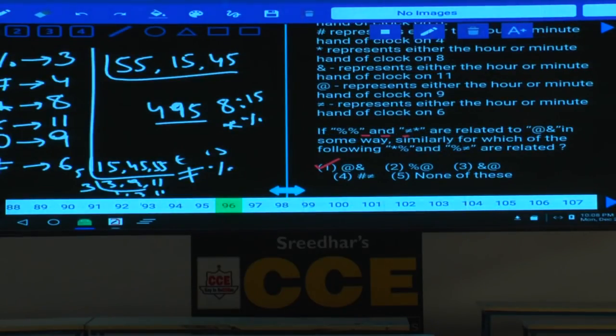Then the next one, question number 96. Now in this 96, percentage means 3, 15.